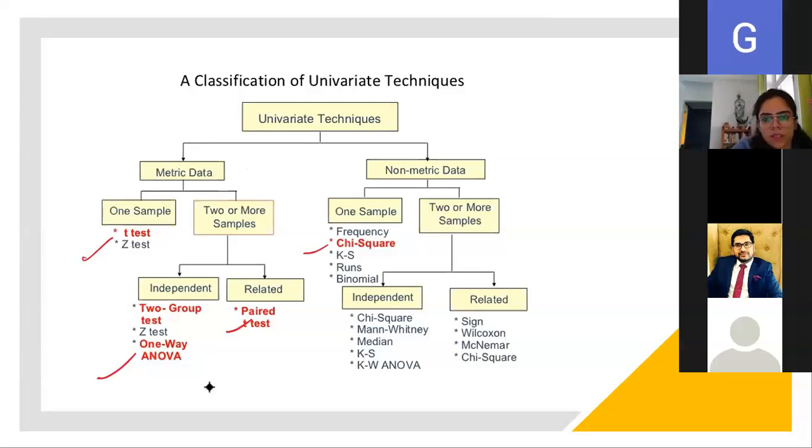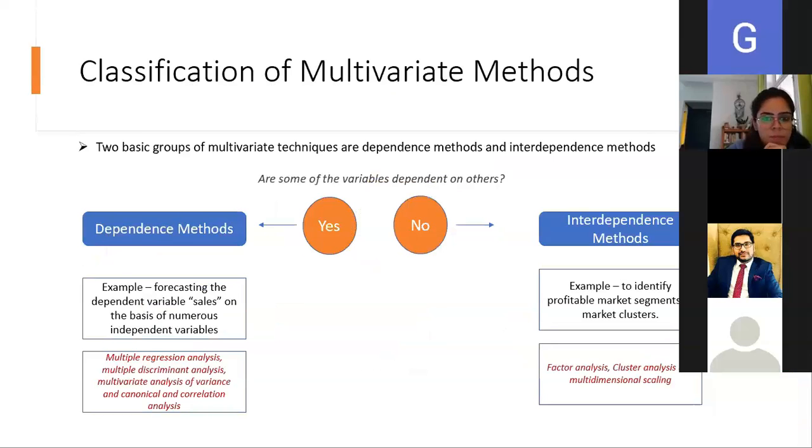Questions can come on this also, on ANOVA and chi-square. So you should know what they mean, and you can revise this. But I'm not going into detail on this. I'll discuss only multivariate and how to run that analysis in SPSS. I'll do that only.